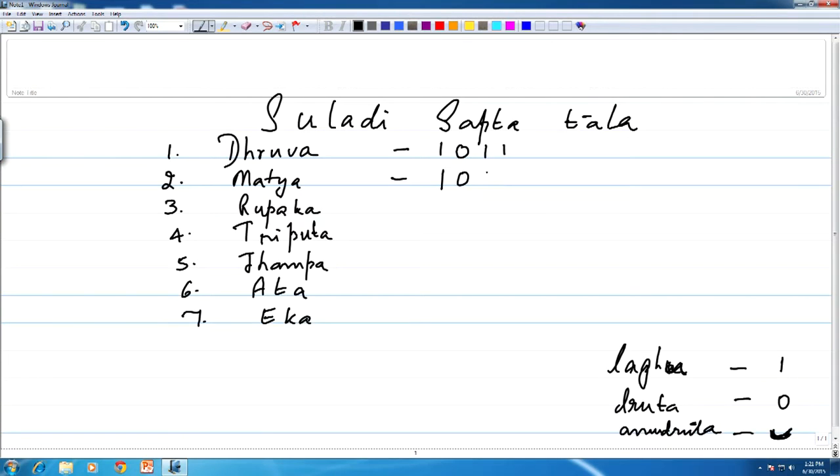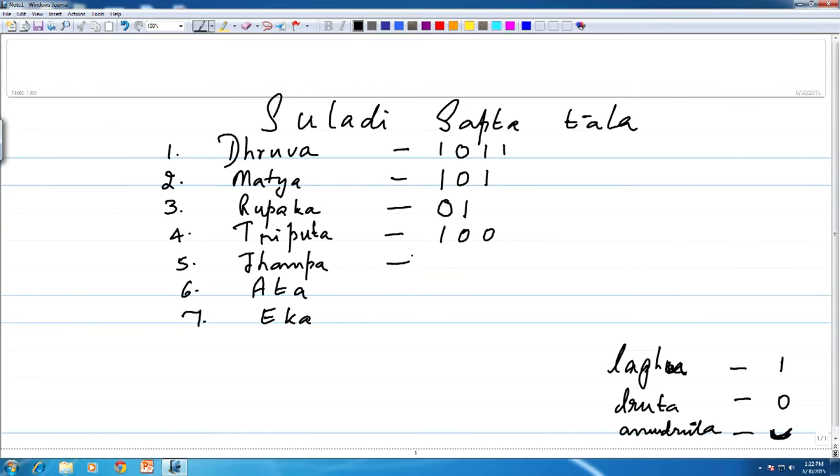Matya Tala is 1 laghu followed by a druta and then followed by another laghu. Rupaka Tala is the only tala that does not start with a laghu, it starts with the drutam instead. 1 drutam followed by a laghu. Triputa Tala 1, 0, 0. And if you think about this, this is what is Adi Tala. If you count 4, 1, 2, 3, 4, that is laghu, 1 drutam, another drutam. So Adi Tala is a form of Triputa Tala.